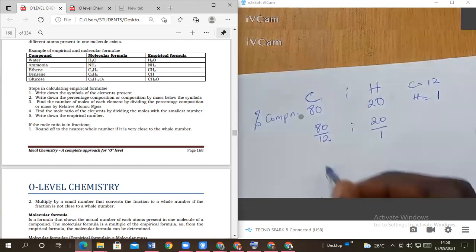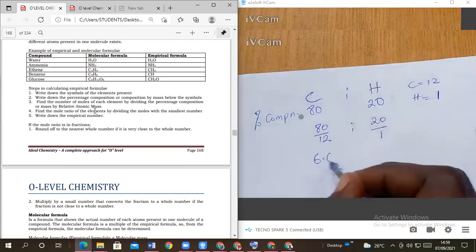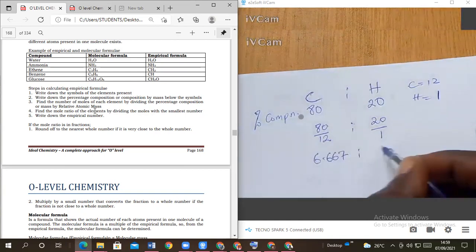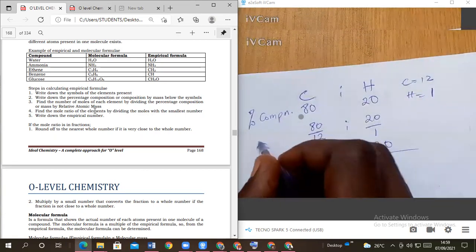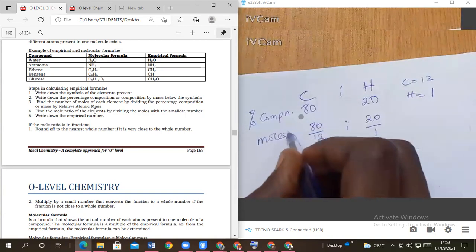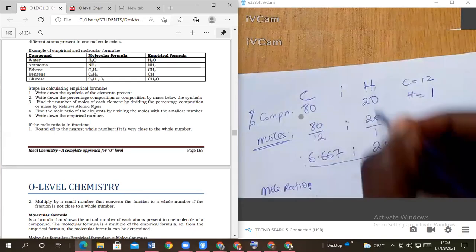This one divided by this, you get 6.667. Then 20 remains. Now, these are the moles, finding the number of moles. The next step is to find the mole ratios in which these elements react. This and this, what is their mole ratio?